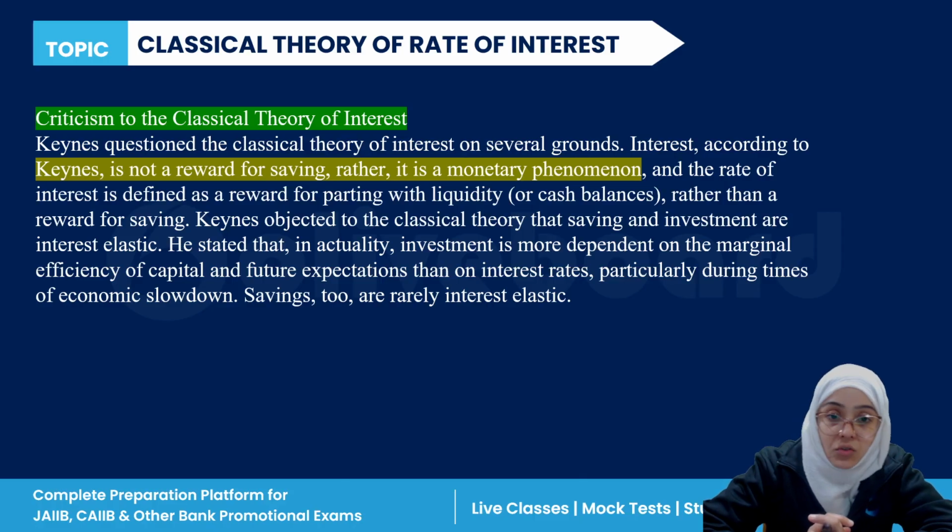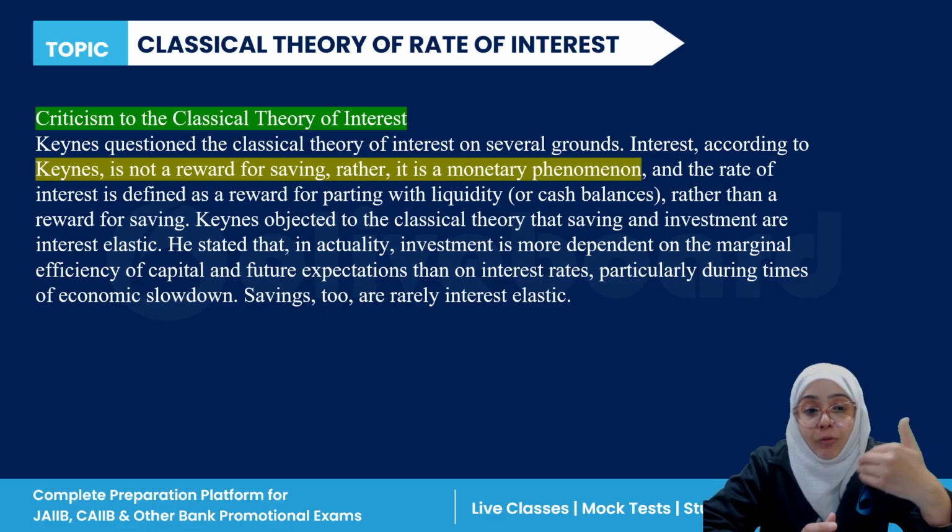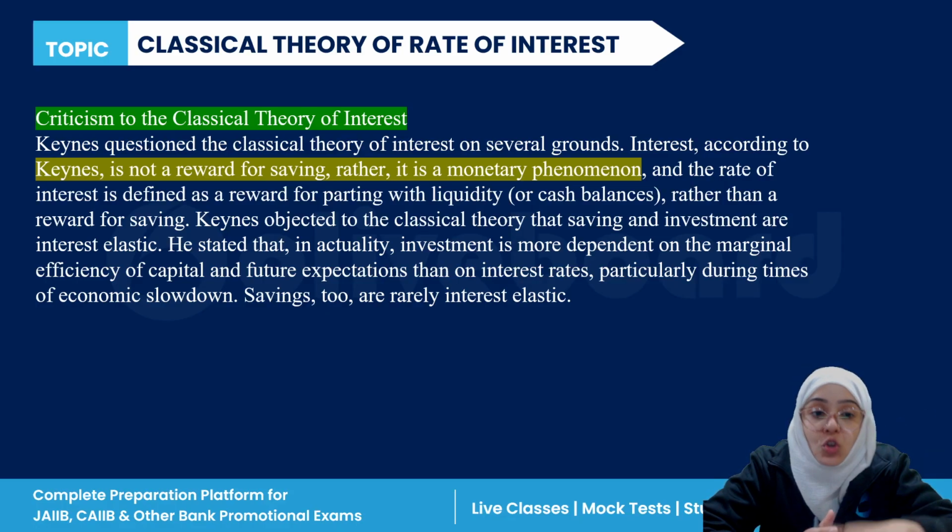Now, next, yes, there is criticism of the classical theory of interest. What is that criticism? Keynes defines interest as a monetary phenomenon. Keynes says that interest is not given for your saving; interest is actually given when you part with your saving. Keynes also says that savings and investment are rarely interest elastic. They are more dependent upon your future expectations or the capital efficiency of that particular thing, right?